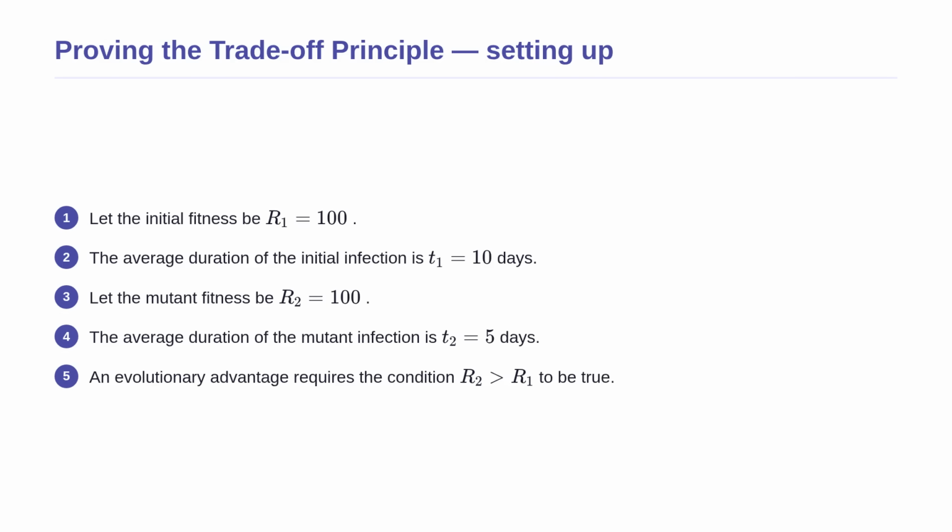Now that we have calculated both scenarios, let us formally prove why this happens. We are setting up a mathematical comparison to see if the new aggressive trait provides an evolutionary advantage. We defined the initial fitness as R1, which we calculated to be 100, with an average infection duration of 10 days. We defined the mutant fitness as R2, which is also 100, but with a shorter infection duration of 5 days. For natural selection to favor the new mutant strain, the value of R2 must be strictly greater than R1. This is the core requirement for evolutionary advancement.